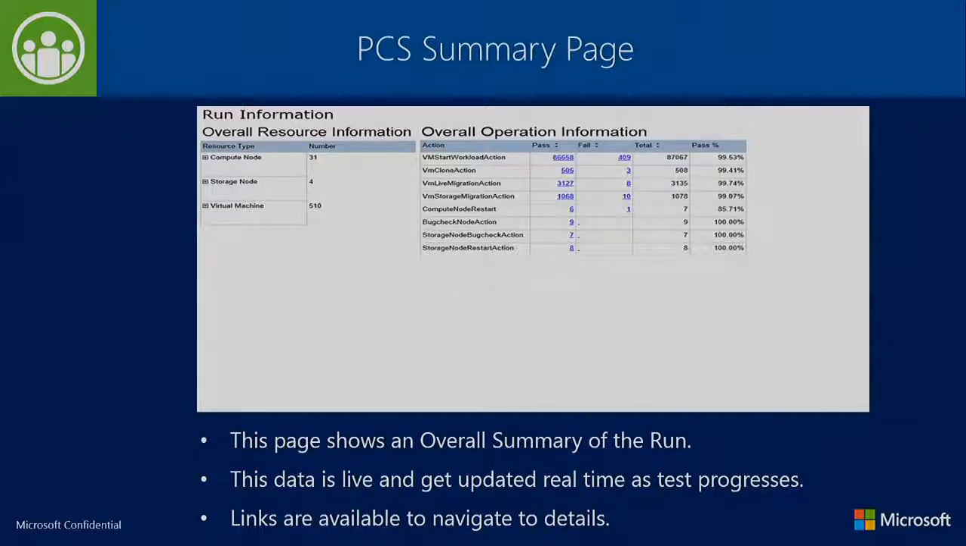On the right side, we list all the operations that happened on these resources. You can see that we have VM live migrations, storage migrations, compute node restart, bug check node, which is unplanned node failover. We also do actions against storage nodes. So this gives you an overall summary. When you have a PCS run going on, you can go to this page and see what is going on at this exact moment. And all this data is updated live.